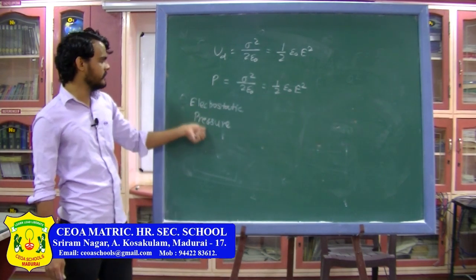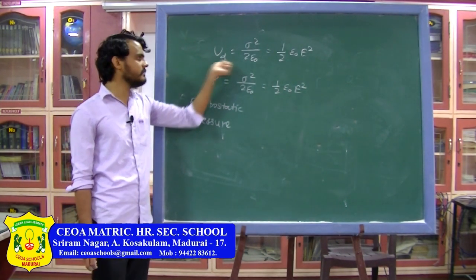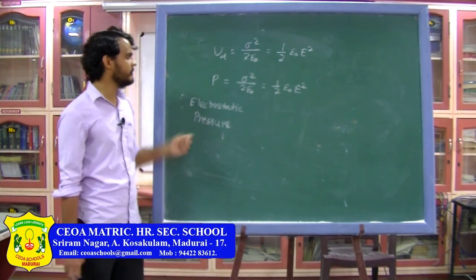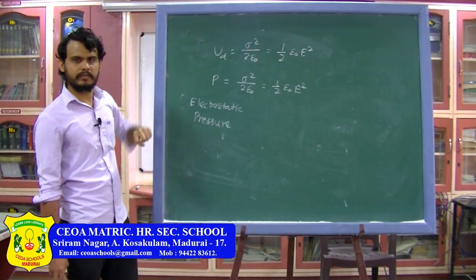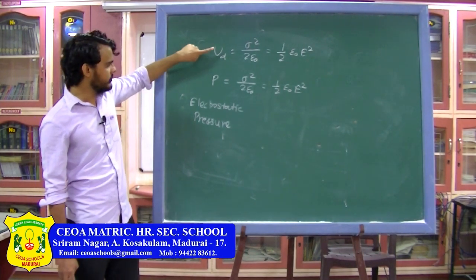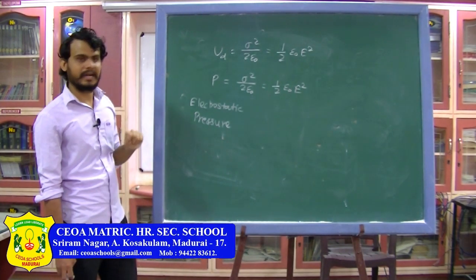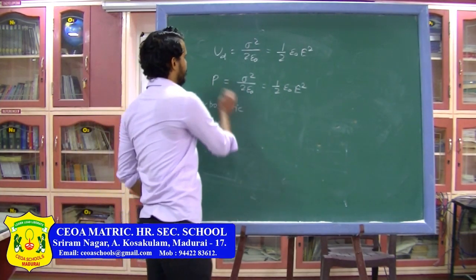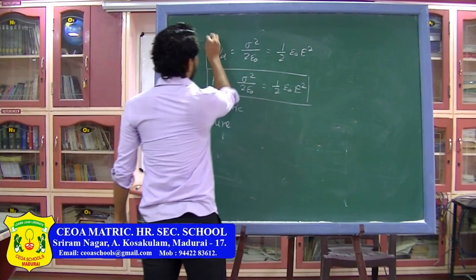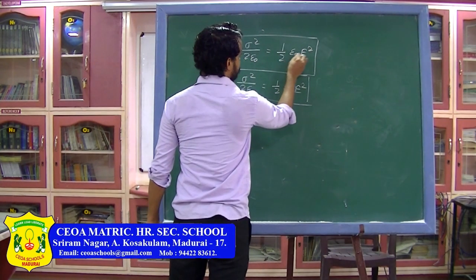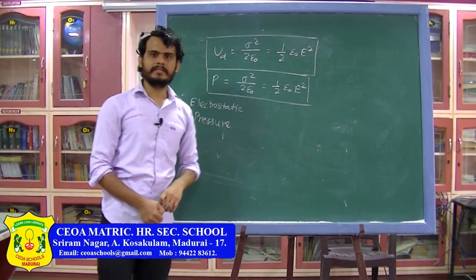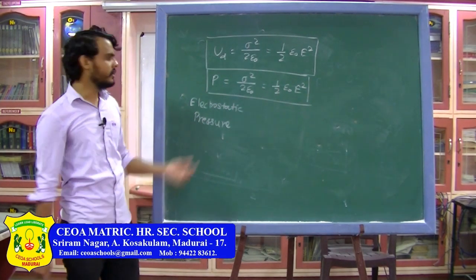So electrostatic pressure and energy density between the capacitor plates, both of them have the same formula. Their meaning is different. So if their formula is the same, their unit and dimension will also be the same. So the unit of energy density and the unit of pressure are the same. So they can ask you this question in the exam: what is the unit of 1 by 2 epsilon naught E square? The unit of 1 by 2 epsilon naught E square is equal to the unit of pressure, which is nothing but Pascal or dimension.